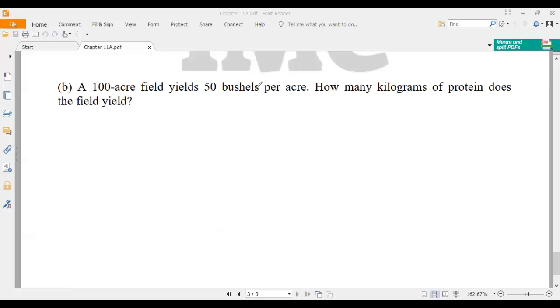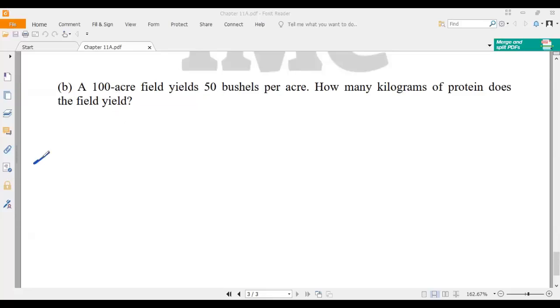A 100-acre field yields 50 bushels per acre. How many kilograms of protein does the field yield? Here the question says a 100-acre field yields 50 bushels per acre. That means 1 acre yields 50 bushels. So for 100 acres, it will be 50 multiplied by 100.